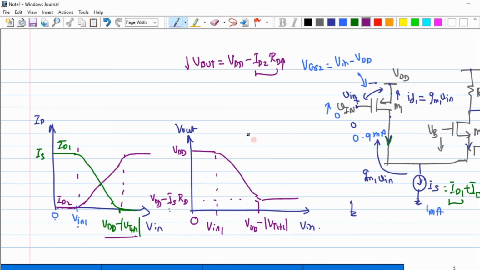Okay, so now let me split this entire region into 3 segments. Let me have the first region, second, and the third region. Now, when I'm in this region, let us talk about the regions of operation of transistors M1 and M2. Now when I'm in this first segment, which region is my M1 in? Are you sure?